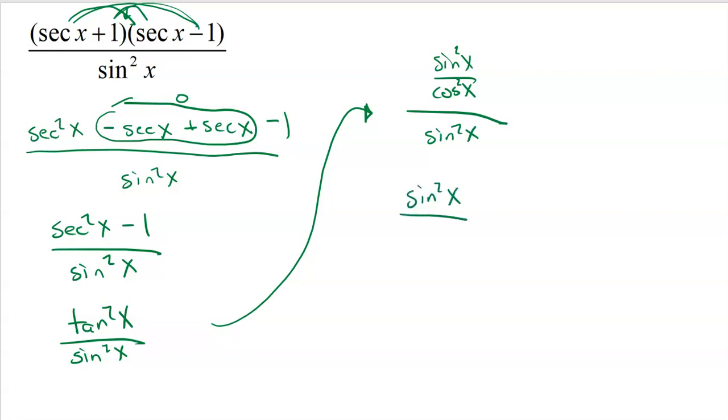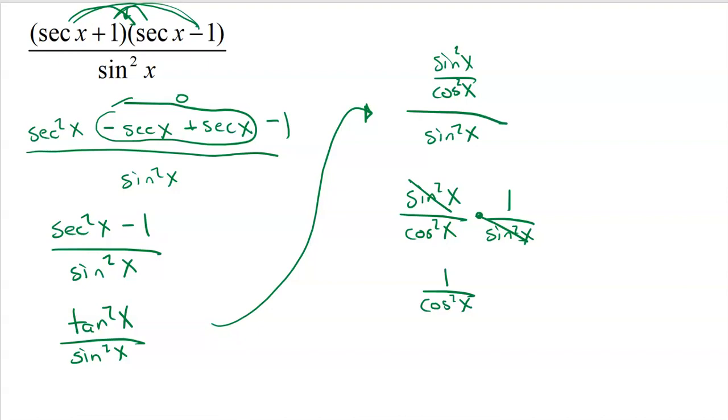I hate double fractions. Anytime you have double fractions, you should always get rid of them. How do you get rid of them? Leave the numerator alone. Multiply by the reciprocal of the denominator, 1 over sine squared. Aha! Sine squareds cancel. I get 1 over cosine squared, which is pretty simple, but it's still a fraction.